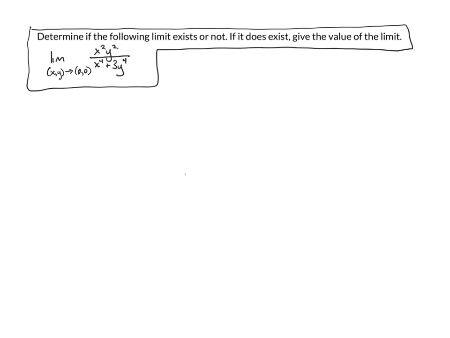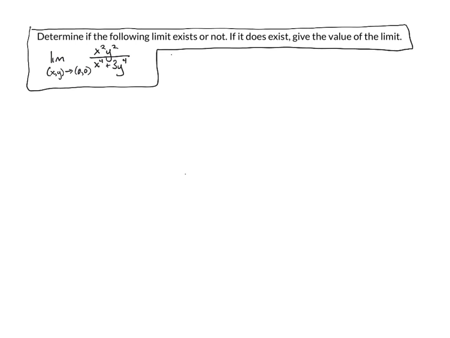This video will help you understand how to use paths to determine when a limit does not exist. I'm going to emphasize over and over again in the video that the method here will only ever work to show that a limit fails to exist. So if a limit does exist, you will not be able to use the method of paths to prove that that is the case.